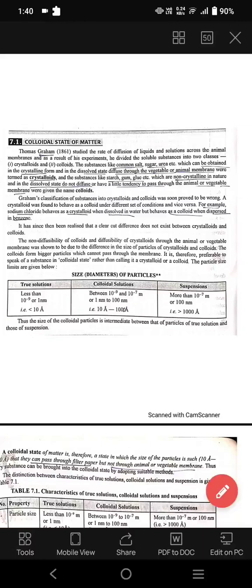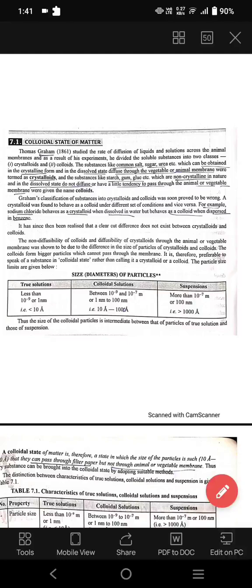The non-diffusibility of colloids and diffusibility of crystalloids through the animal or vegetable membrane was shown to be due to the difference in size of particles of crystalloids and colloids. The colloids form bigger particles which cannot pass through the membrane. It is therefore preferable to speak of a substance in colloidal state rather than calling it a crystalloid or a colloid. The particle size limits are given below.